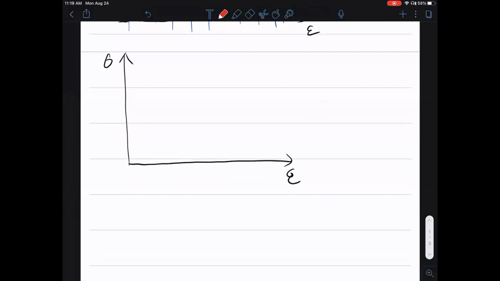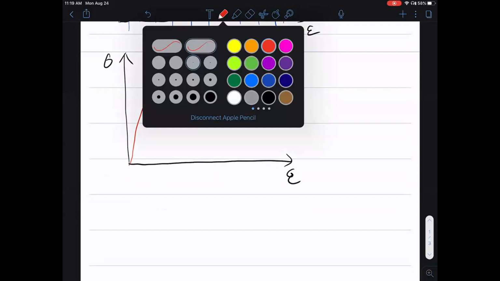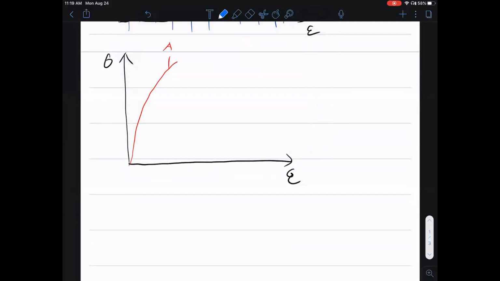Okay, the first material, let's call it material A. The second material, let's call this material B. First, I want you to compare these two materials. Just look at the stress strain curve. Which material is more ductile?